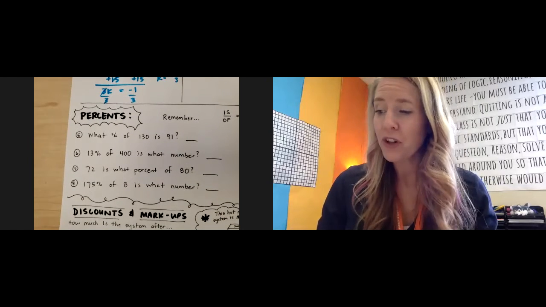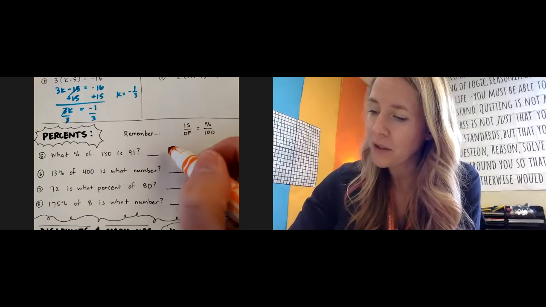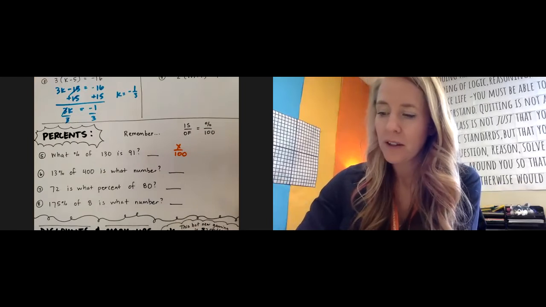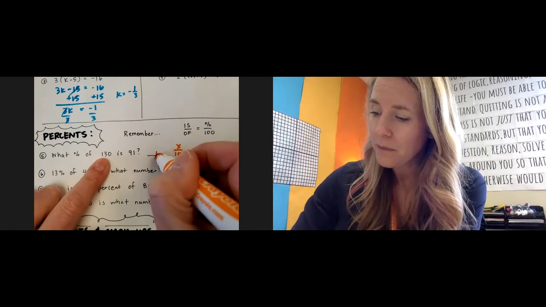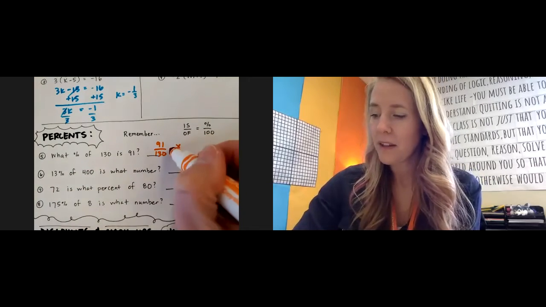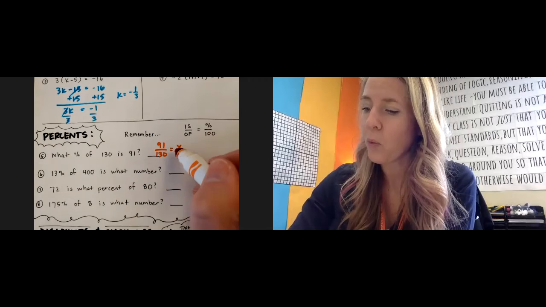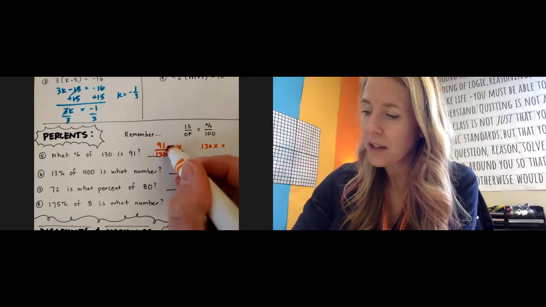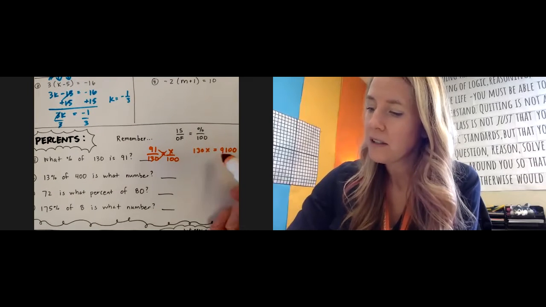What percent of 130 is 91? So plug in the things that you know. What percent? So I don't know my percent. I always know my 100. Of 130, so that's my of, 130. is 91. 91 is my is. So once I set up my proportion, I could just cross multiply. 130 times x is going to equal 91 times 100, or 9100.